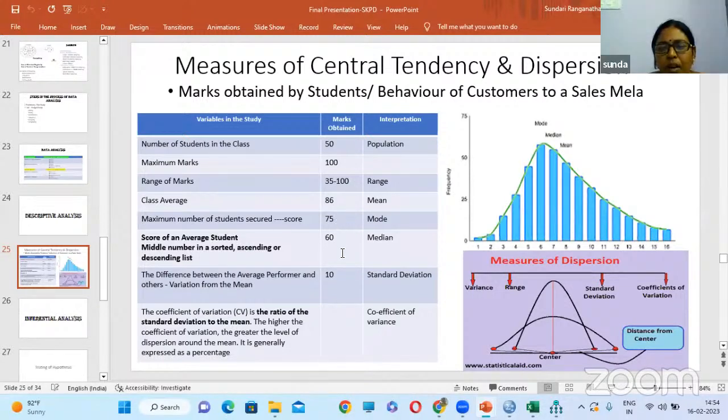Your mean mark, your class average, is 86. So the difference should be clear. I have just given these numbers like that; it should be given properly. Thank you, ma'am. Standard deviation shows the deviation between the mean and the other variables in the study.